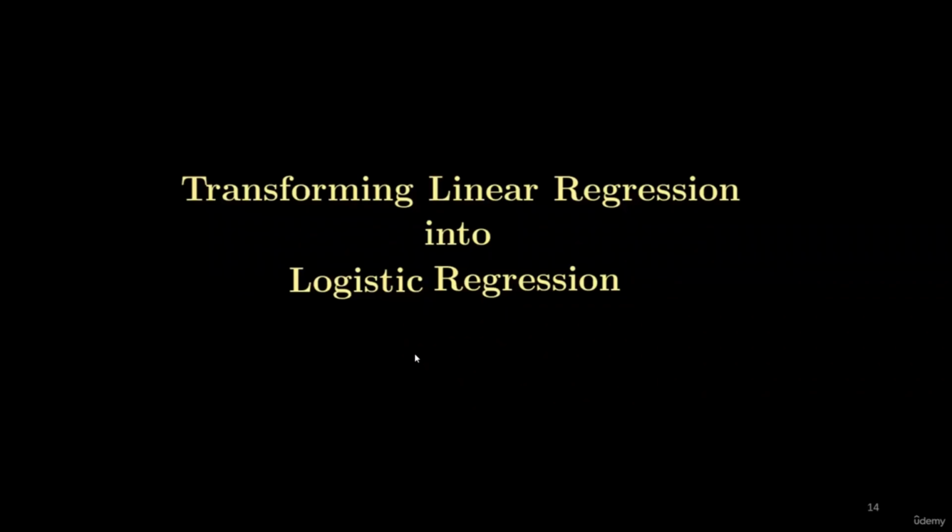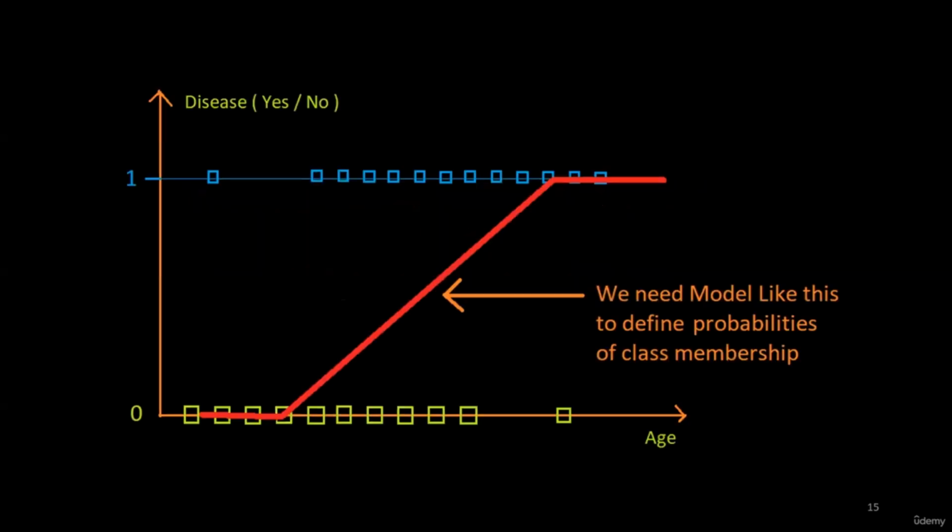Hi everyone, welcome to this lecture. So in the previous lecture, we learned that we cannot use linear regression model to perform probabilistic classification. Therefore, we need to transform linear regression model into the logistic regression model. We also observed in the previous lecture that we need a model like this. So linear regression model cannot provide us this kind of a model.